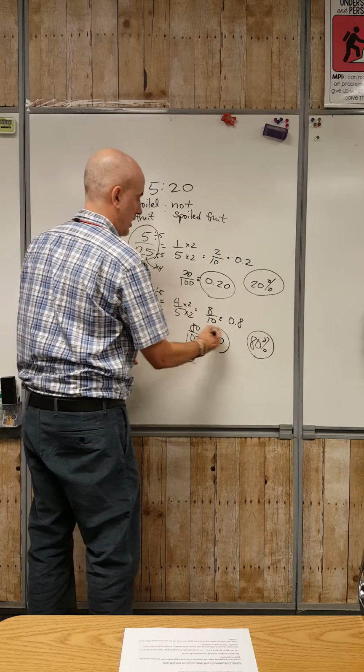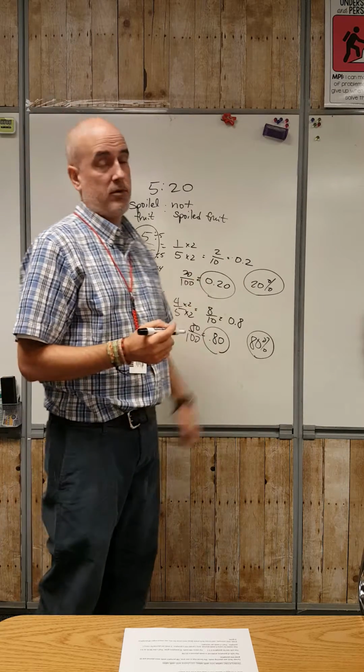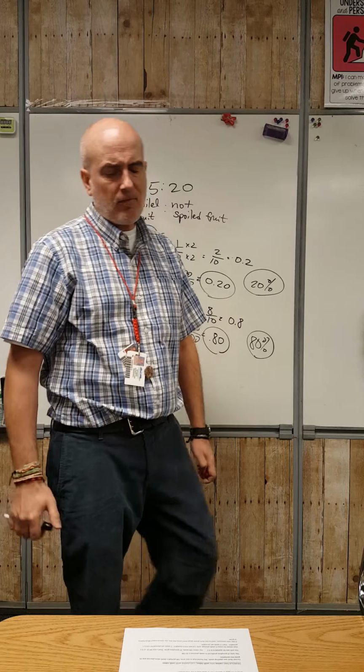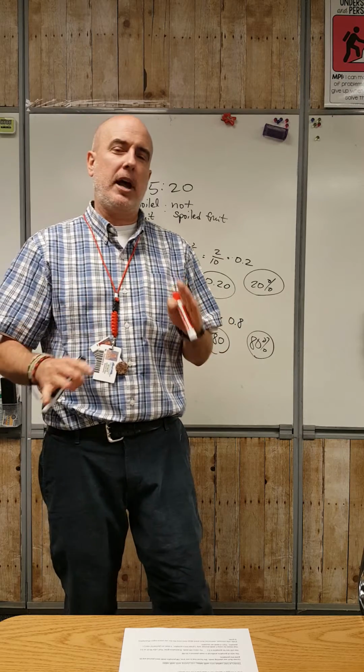So again, we go back. We can circle these as answers. We could use the reduced versions as well. The final question says, what is the ratio of spoiled fruit to total fruit in the basket? So we talked a lot about how ratios work.